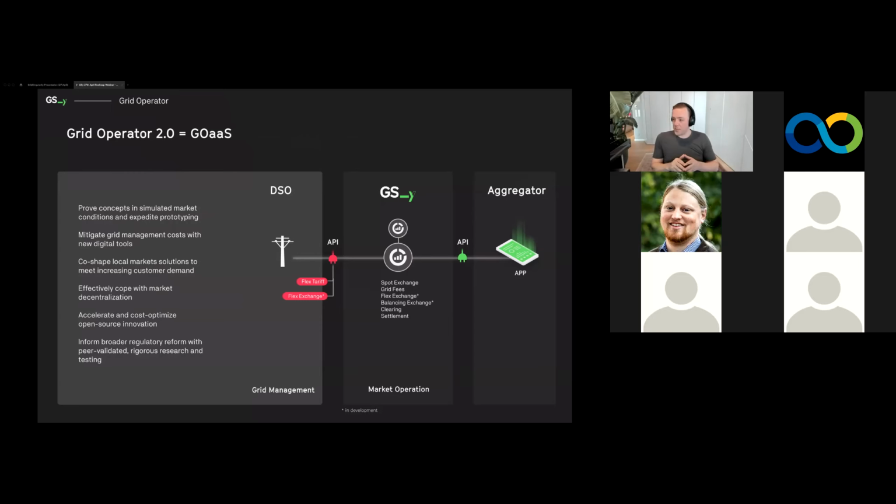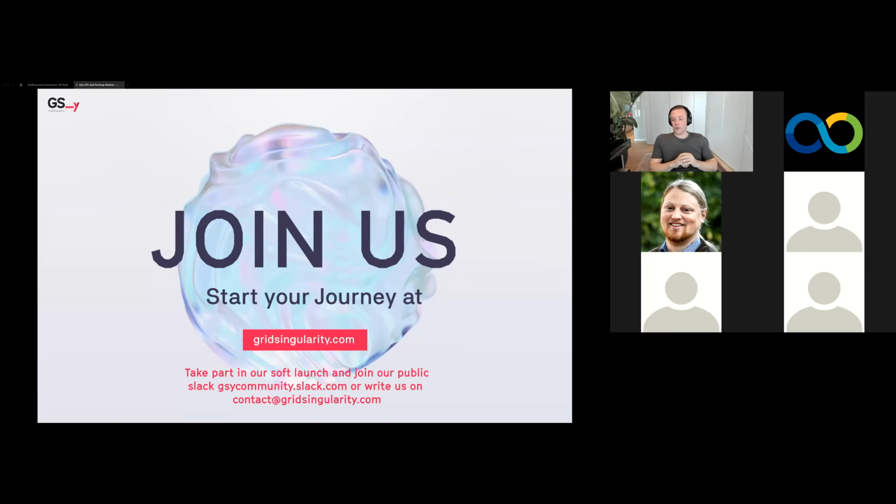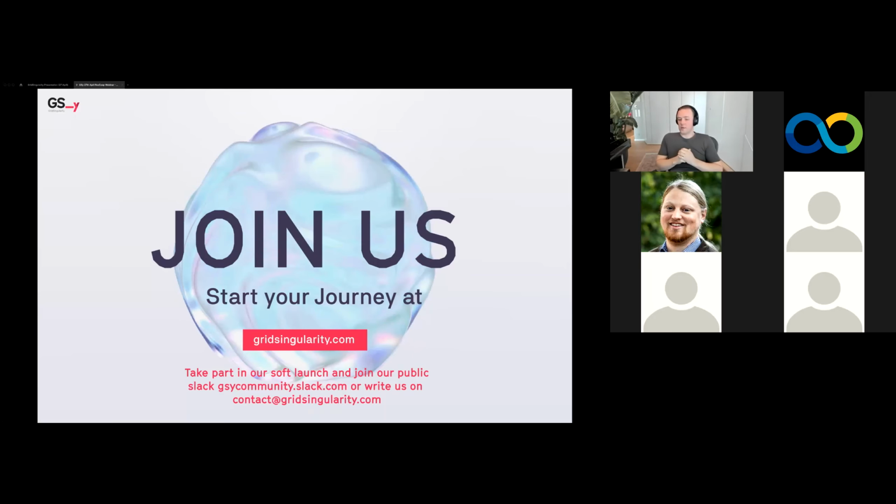And so we help grid operators in testing their research in simulated market environments. So this is reducing costs. On the other side, grid operators love open source because we can share, we don't need to reinvent the wheel. And that's how we work with grid operators. And with this, I'm at the end of my presentation and would hand over to Fatma, my colleague, to do a little demo.